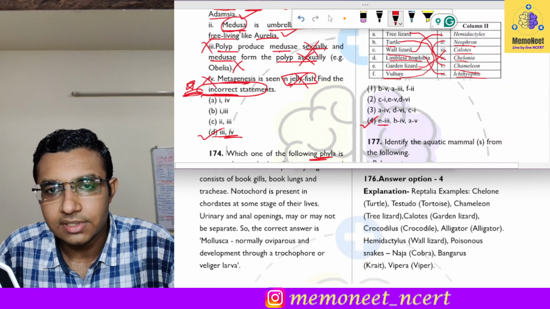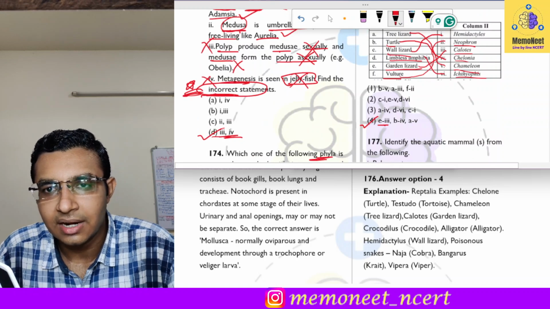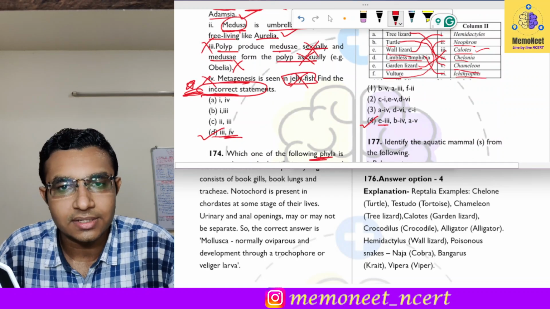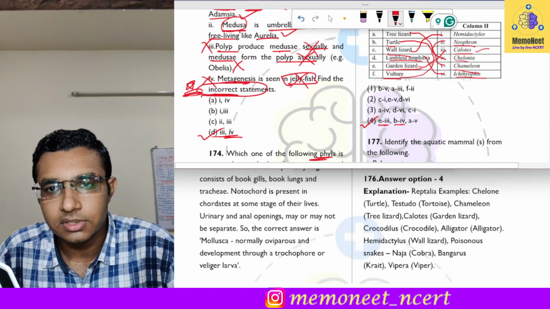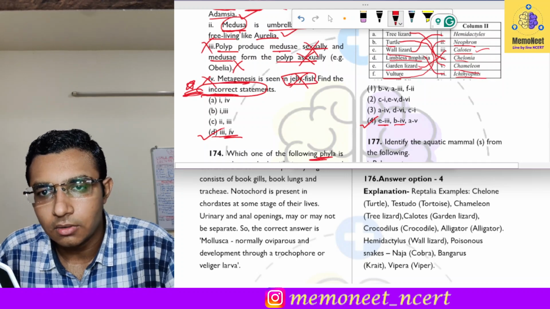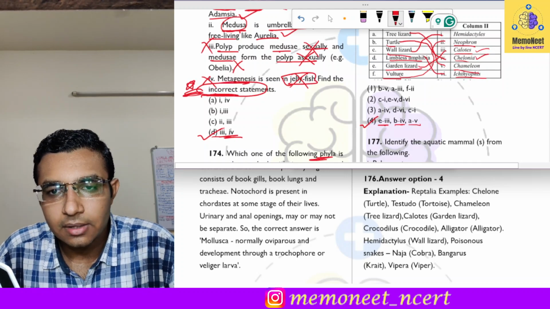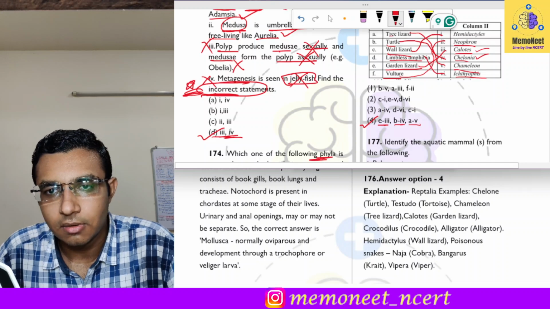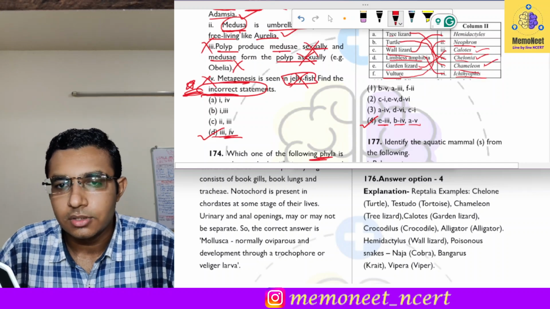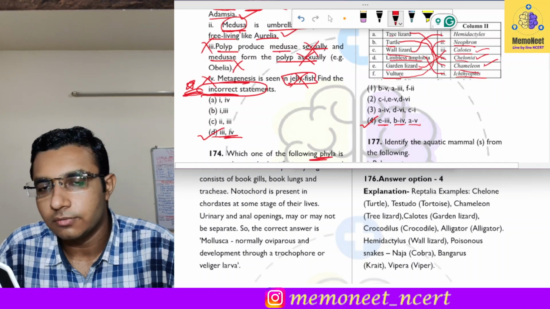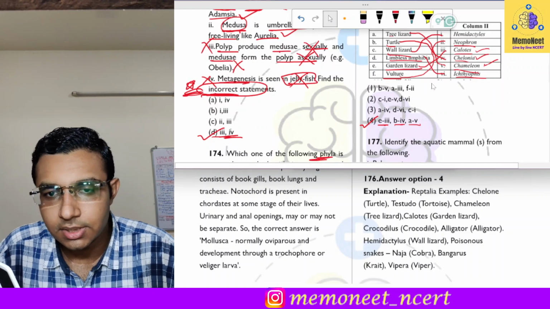Let us check it once. So E goes with 3, that is, garden lizard is also called as calote. So that is correct. Then B goes with 4 is also correct because the turtle is also called as chelonia, and A goes with 5, that is, tree lizard is also called as chameleon. Okay. So all the three matchings are correct in option 4. Therefore the correct answer of this question is option 4.